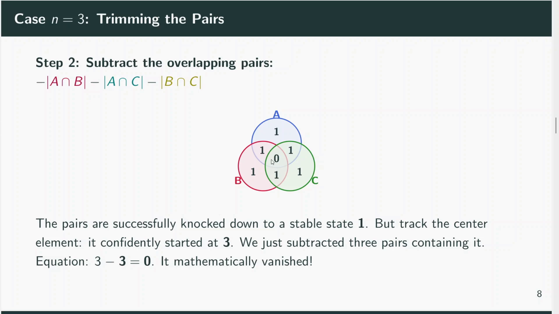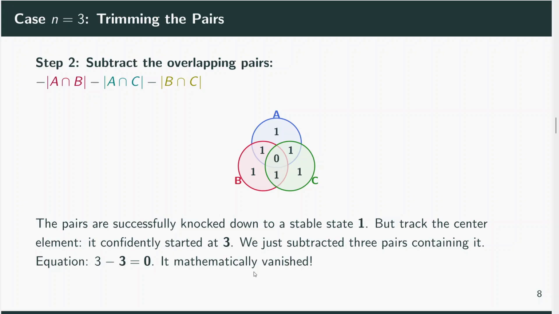The center element also lives inside A intersect C, so when we subtract A intersect C, it gets hit again. Count state drops from 2 to 1. And the center element lives inside B intersect C as well, so when we subtract B intersect C, it gets hit a 3rd time. Count state drops from 1 to 0. The center element has completely vanished from our count. We overcorrected. By subtracting the 3 pairwise intersections, we accidentally subtracted the center element 3 times in total. 3 minus 3 equals 0.